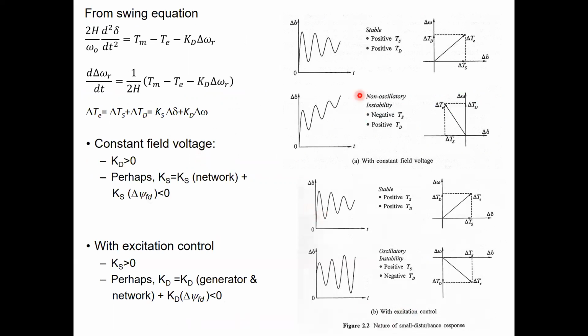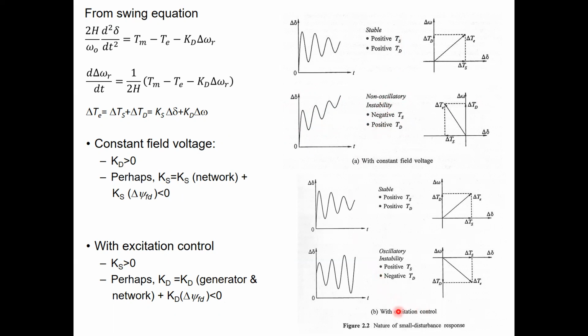So in that case, if both are positive, what will be the change in delta? You find that the rotor angle will settle down after some time. So this is a stable response if you have both TS and TD positive, right? But if TS is negative but TD is positive, then you will get a non-oscillatory instability. If you get this form of deviation in the angle, it means that TS is negative here. So this is non-oscillatory instability, right?